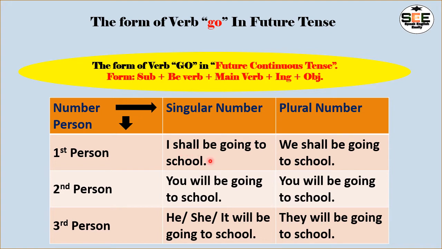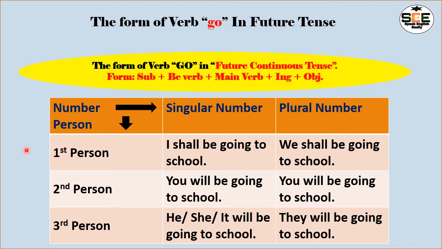Now if we see the plural number, first person plural, the subject is we: we shall be going to school. So we is the subject, shall be is the be verb of future tense, go is the main verb plus ing as per our rule, and school is the object. So we can say we shall be going to school.